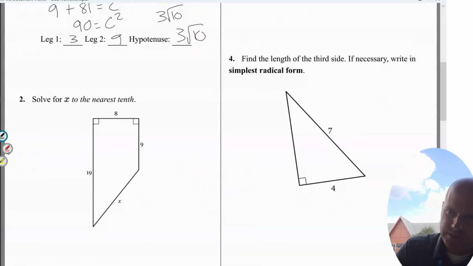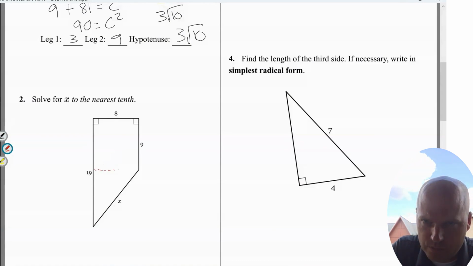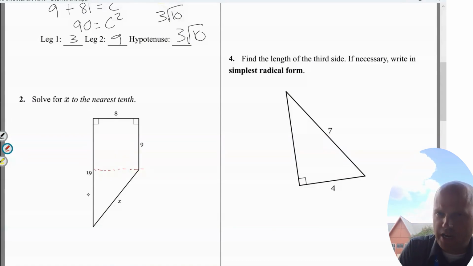I wish we had more easy ones, but this is a good one to do just to challenge you. This entire length is 19. This length is 9. Try to subtract 9 from 19. This must be 9 over here. So what is this? This must be 10. 9 plus 10. This must be 8. Here's our right triangle. We have an 8. We have a 10. What is x?